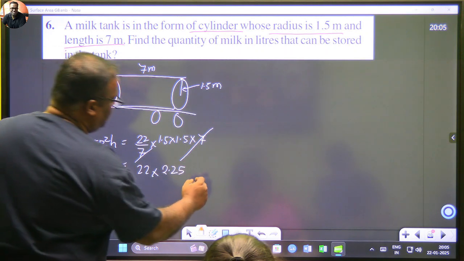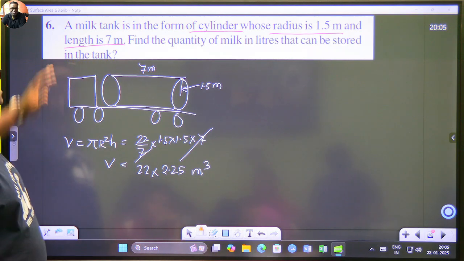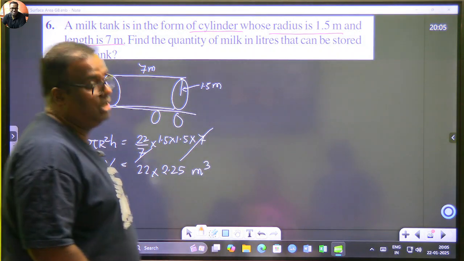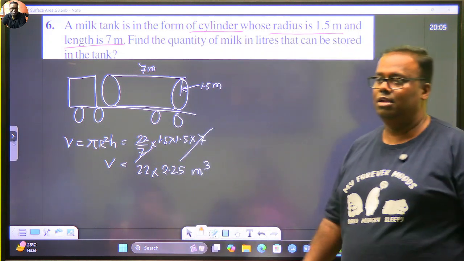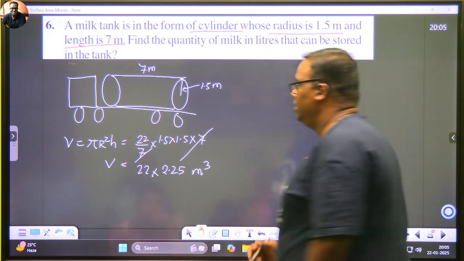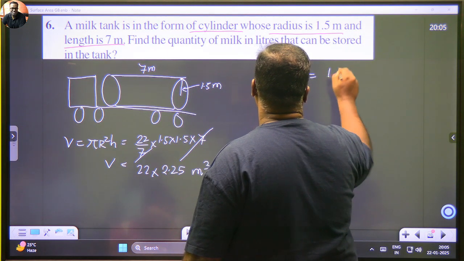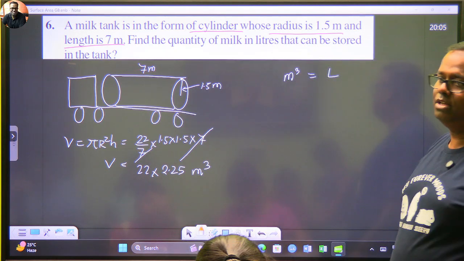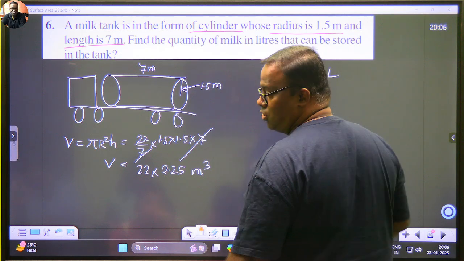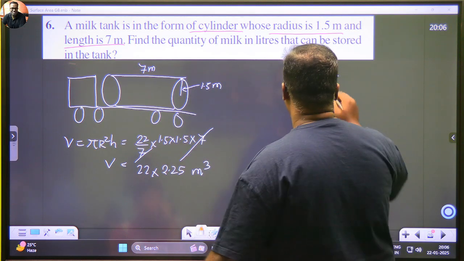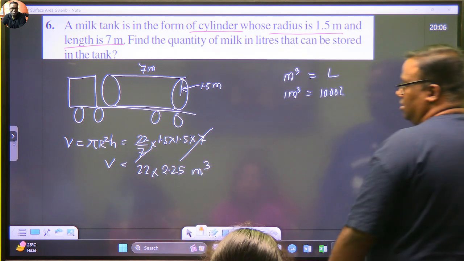But this volume will be in what? Meter cube. This volume will be in meter cube. They have asked us how many liters of milk. हाँ, conversion करना है. So now we have to convert meter cube to liters. What is the conversion, you tell me? 1 meter cube, I told you, go to the tailor shop. 1 meter cube will hold how many? 1000 liters.